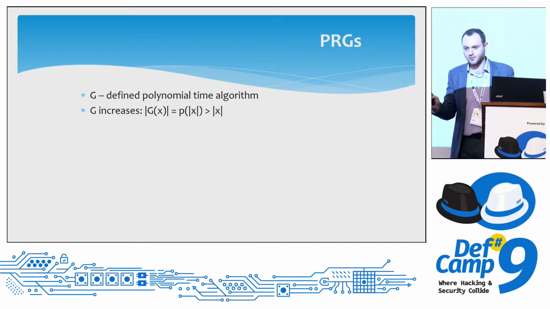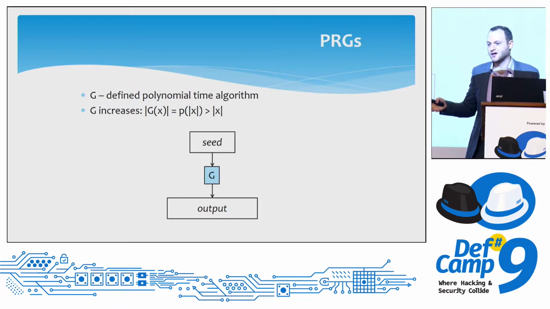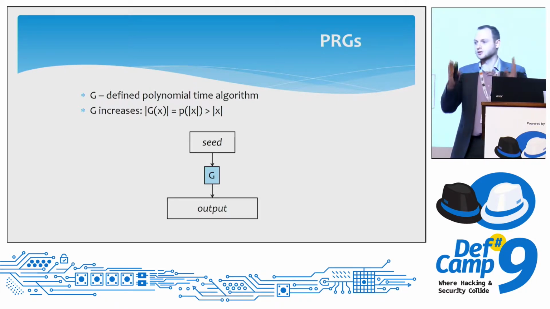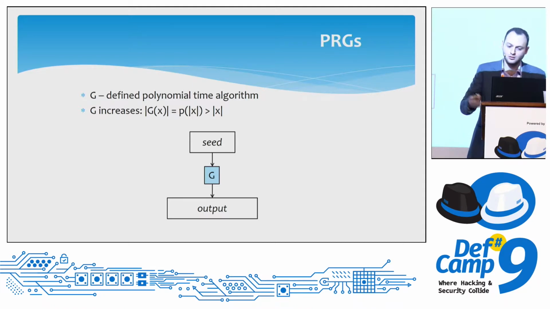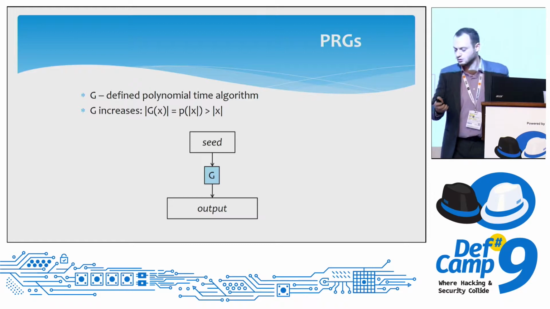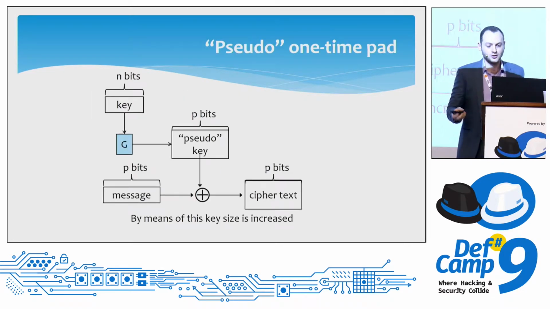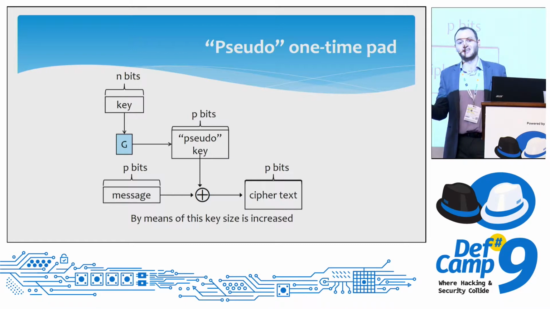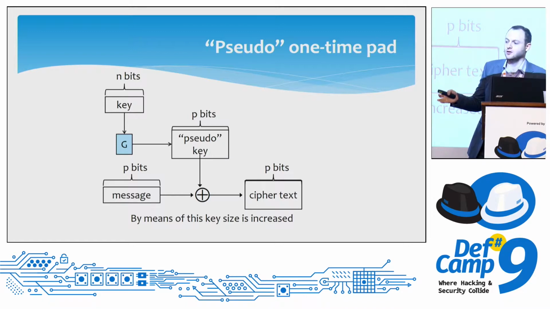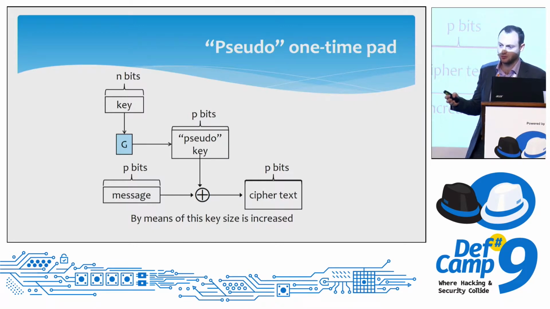So let's understand what a PRG is, a pseudo-random number generator. How does it work? It's some kind of function. It gets a seed, a little smaller one, as input to the generator, and afterwards we get the output. And as illustrated, the output is much bigger than the input. That's the idea. We said that the key must be of the same size as the message, and that was a problem. So let's integrate our PRG into the one-time pad.